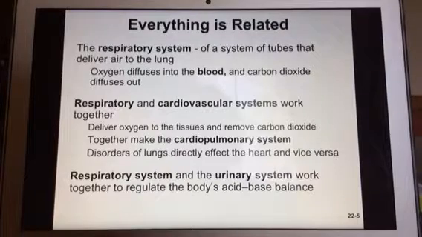The respiratory system is the system of tubes to deliver air to the lungs, and then the oxygen diffuses into the blood and carbon dioxide diffuses out. So the respiratory and the cardiovascular systems work together, delivering the oxygen to the tissues and removing the carbon dioxide. Also, the respiratory system and the urinary system are working together to regulate the body's acid-base balance, which we will look at closer when we are in the urinary system.